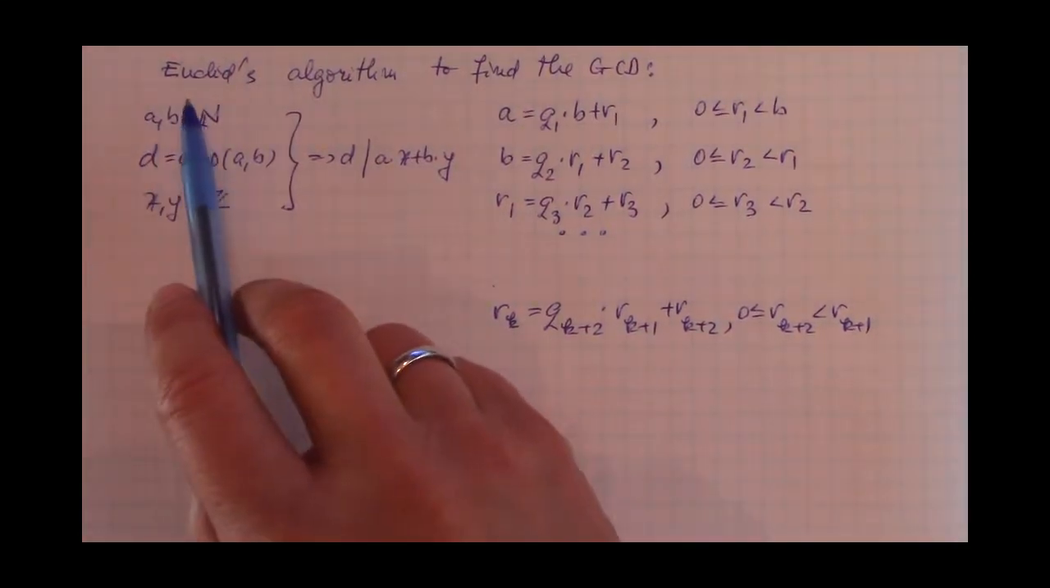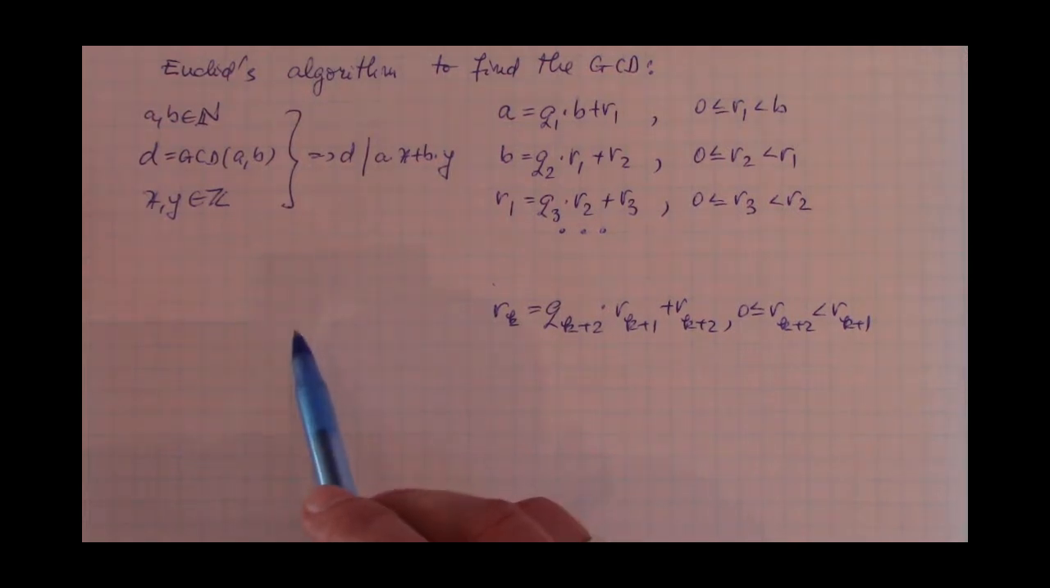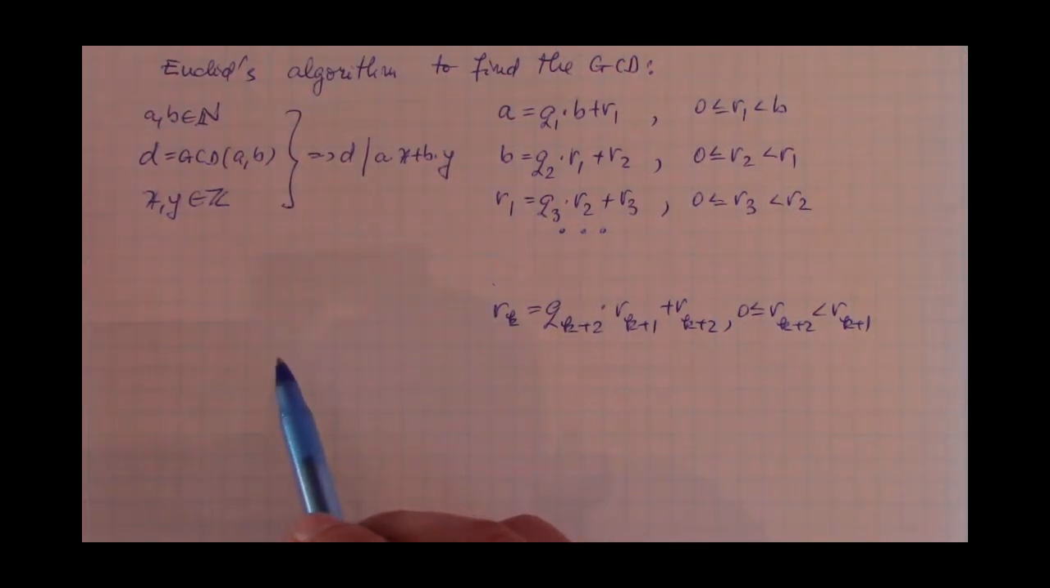In a previous video we discussed the GCD and LCM of two natural numbers. In this video we are going to talk about Euclid's algorithm to find the GCD. But before we go to the actual algorithm, let's make a simple observation.